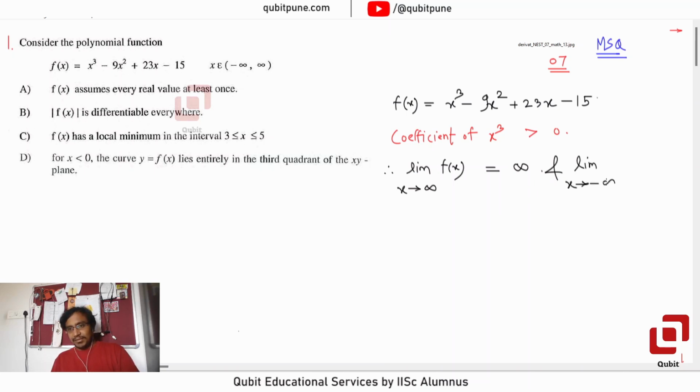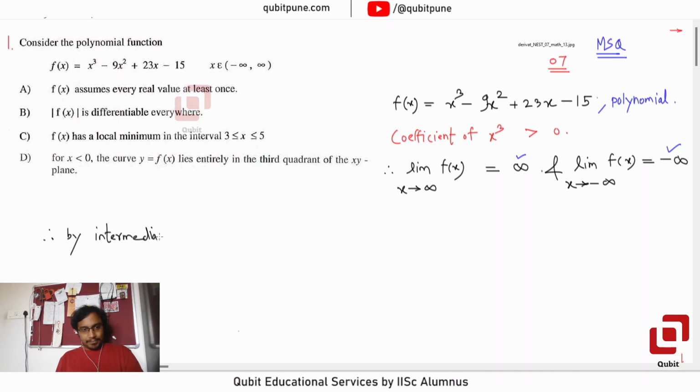And if x tends to negative infinity, then we will not get the same result, but we will get numbers which are very large in magnitude but negative in sign. Hope you understood that. The limit of f of x as x tends to infinity is infinity, and the limit of f of x as x tends to negative infinity is negative infinity. Now we know that f of x is a polynomial, and polynomials are continuous and differentiable everywhere.